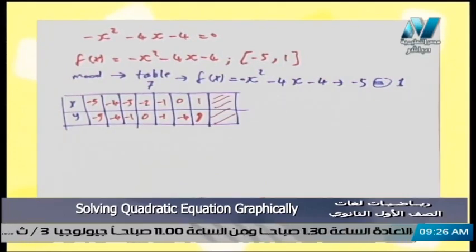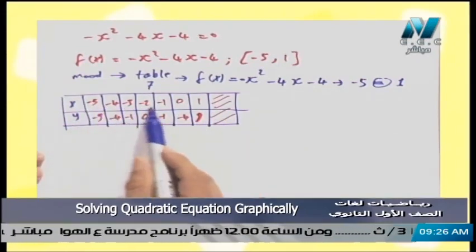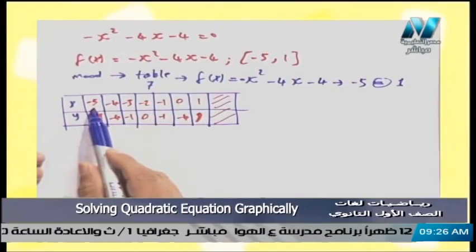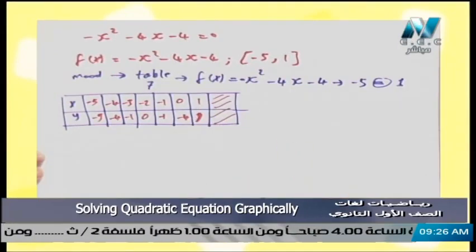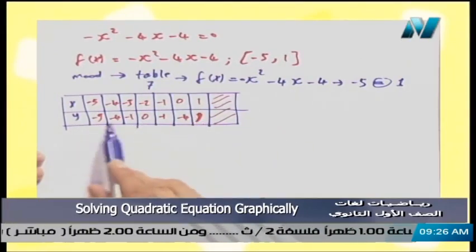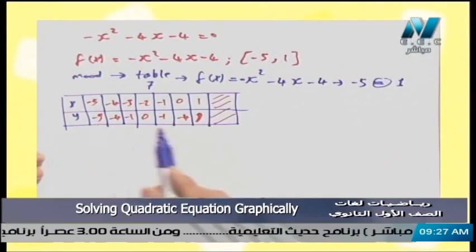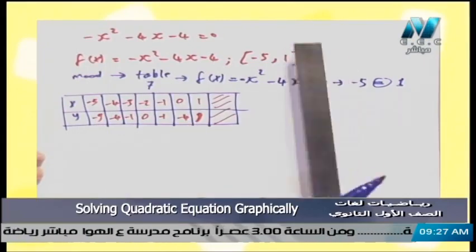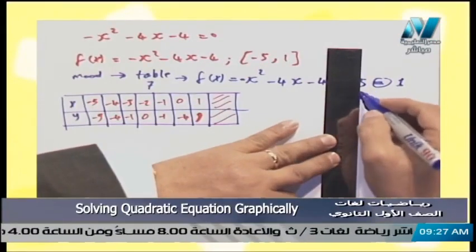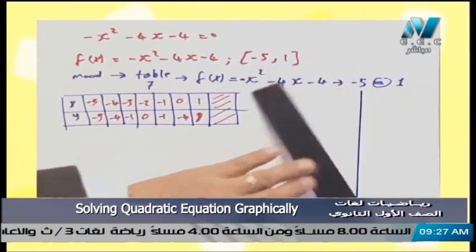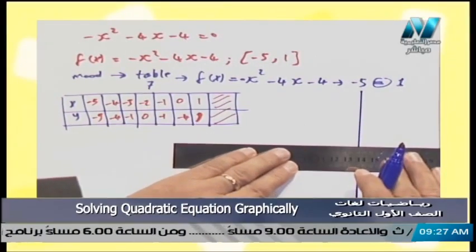Before you draw, you have to look at the numbers. On the x-axis, the negative number will be negative 5, and the positive number will be 1. And on the y-axis, the smallest number is negative 9 going down, and the greatest one is 9. So we will graph that: the y-axis, and the x-axis here.